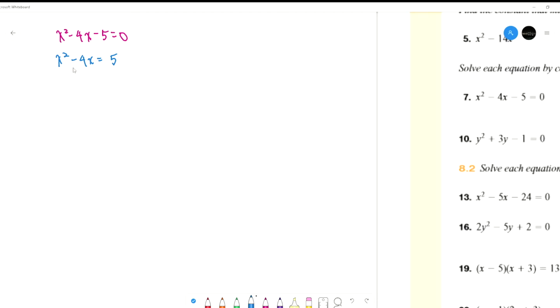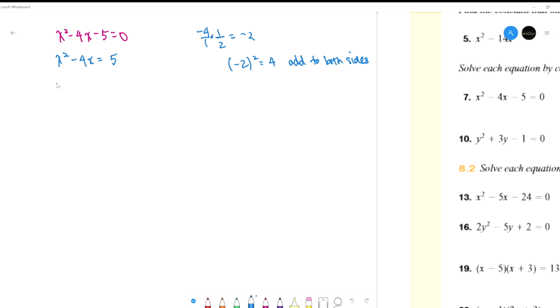At this point, we take our b. Our b here is negative 4. And we multiply by a half, right? Or divide by 2, same thing. And we get negative 4 over 2 is negative 2. So negative 2 is squared, and we get positive 4. And that's what we add to both sides.